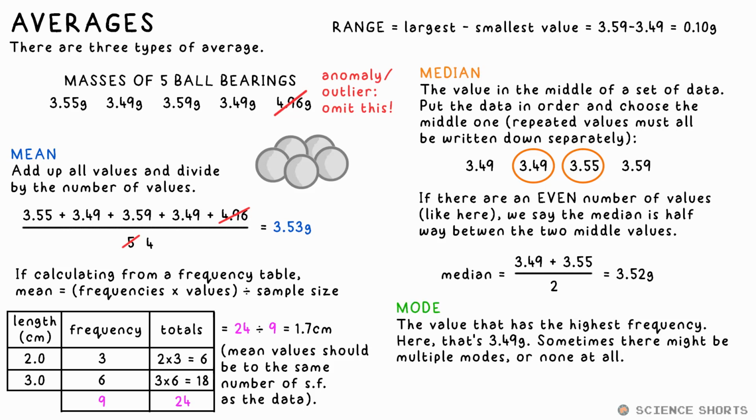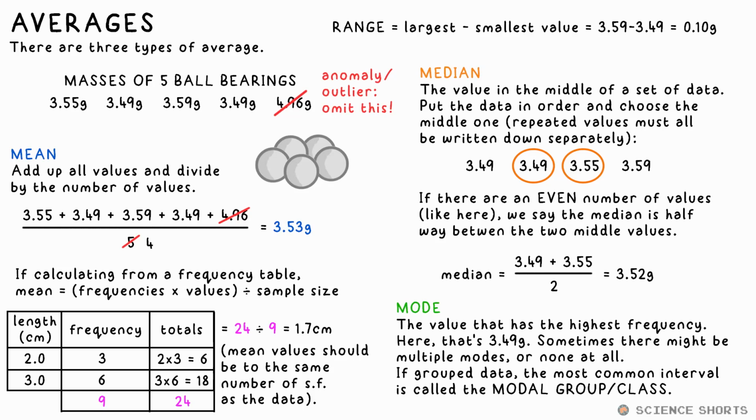The mode is the value that is most common in a set of data, the one with the highest frequency. So in our 5 ball bearings, we have a value that crops up twice, so that's our mode. There could be 2 modes or even no mode if all values are different. If it's group data you have, then the mode is technically now called the modal group or modal class.